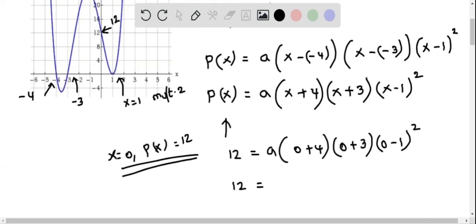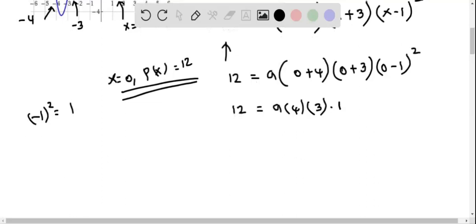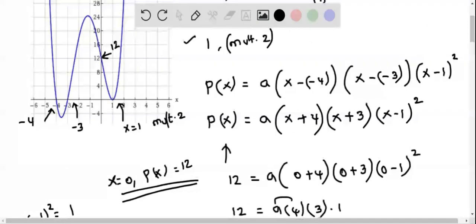So let's determine a from this. This gives 12 equals, 0 plus 4 is 4, 0 plus 3 is 3, and then 0 minus 1 is minus 1. But minus 1 quantity squared equals minus 1 multiplied with itself 2 times, so it is 1. And so we have the equation 12 equals 4 times 3 is 12, and then 12 times a is 12a. So a equals, we divide both sides by 12, we get a equal to 1. And so we have now determined the value of a.